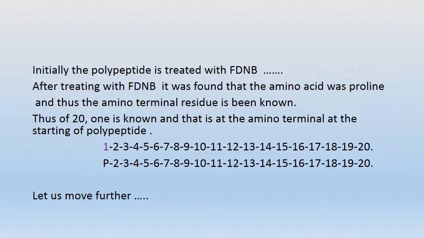Initially the polypeptide is treated with the FDNB. After treating with FDNB, we determined the amino acid and found that it was proline, and thus the amino terminal residue is now known. So of the 19 amino acids, we know that the first amino acid at the amino terminal, at the start of the polypeptide, is proline. Sorry, we are having 20. Okay, now let us move further.